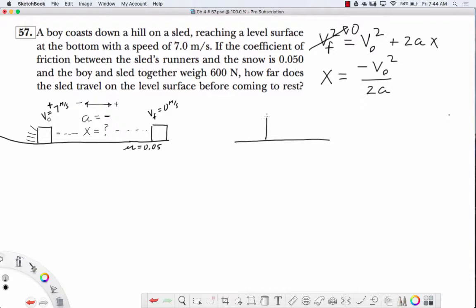So here's the object sliding to the right. What are the forces on the object? We have mg down, which they tell us is 600. Normal force is pointing straight up, and then friction is pointing straight back. And friction is coefficient times normal force.